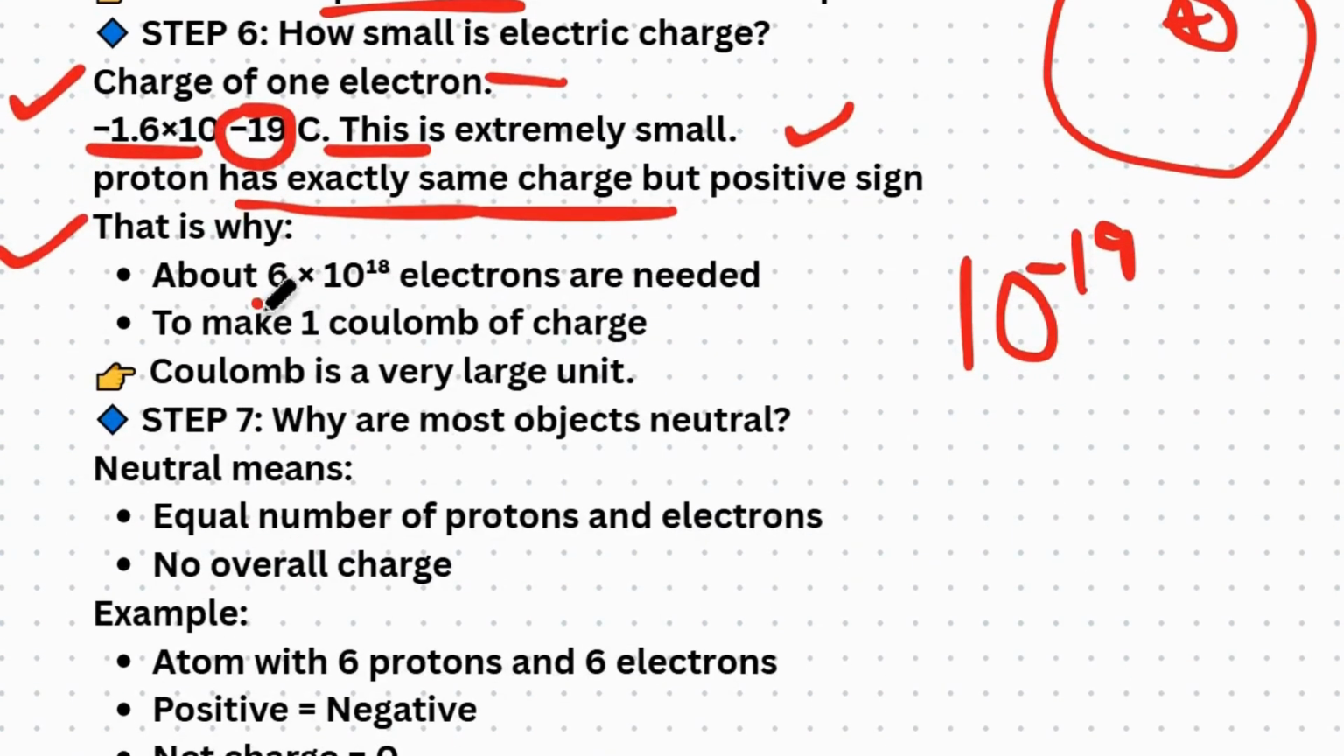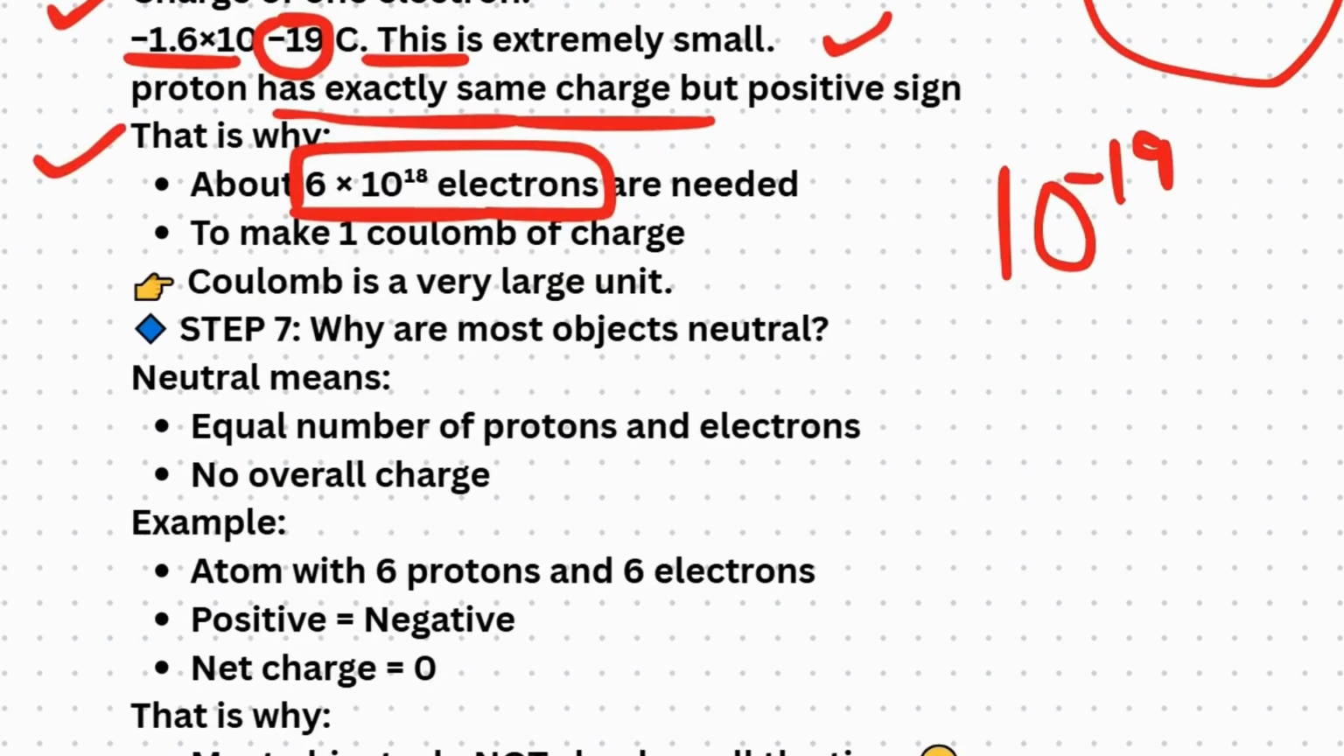Now about the coulomb: 6 multiplied by 10 raised to power 18 electrons are needed for 1 coulomb. It means 1 coulomb is equal to 6 multiplied by 10 raised to power 18 electrons. After that, coulomb is a very large unit.